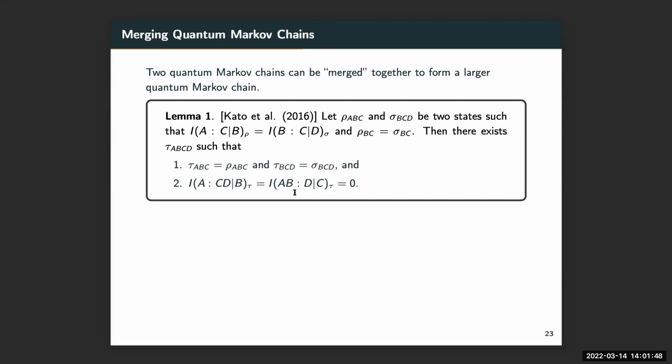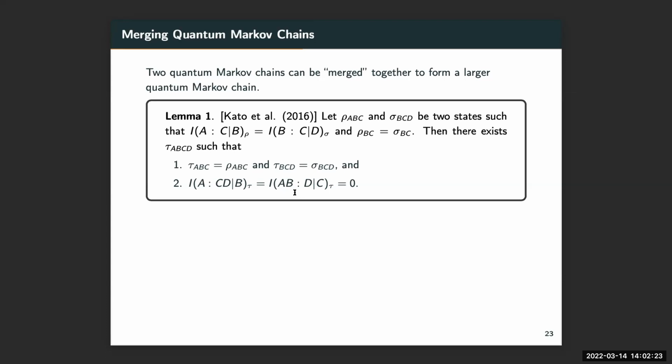So they're Markov chains, so there's a 0 missing here. I'm saying that the conditional mutual information of rho and sigma are equal, but not only that, they must both be equal to 0, because that's the definition of a quantum Markov chain, which I forgot to include. And suppose these two density matrices are consistent on their overlapping regions. So one is on ABC, the other is on BCD. They overlap on this region BC, and I'm declaring that they are identical on that region, okay?